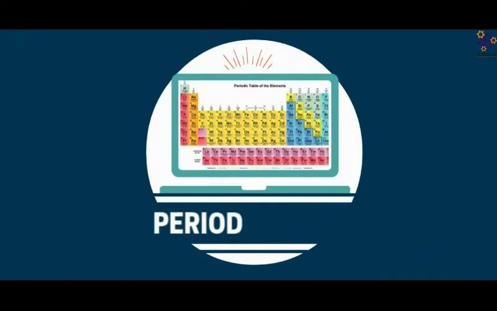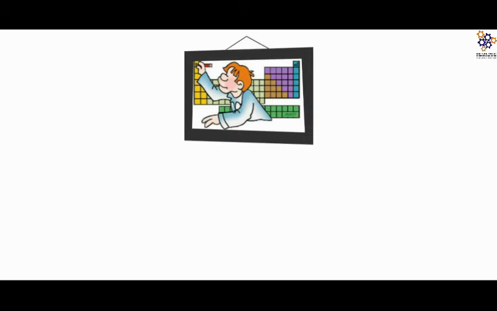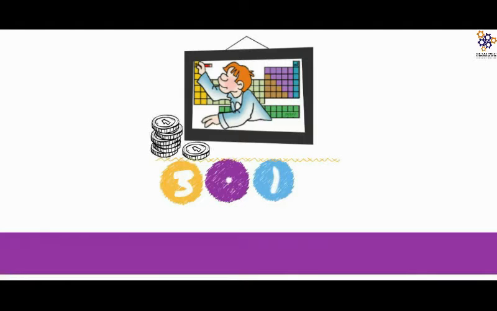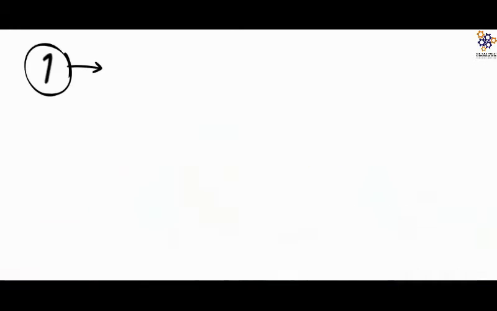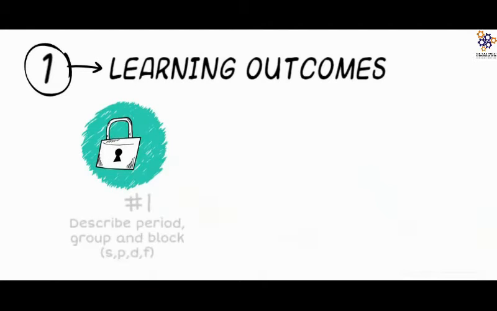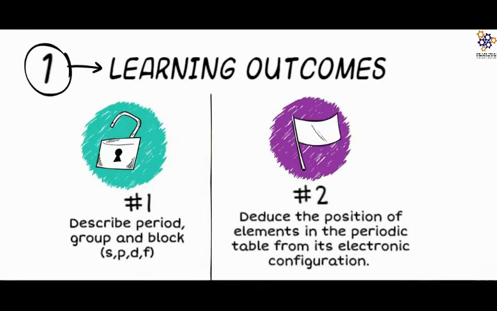Today we will learn Chapter 3, Periodic Table. For this part, we will focus on Subtopic 3.1, Classification of Elements. At the end of the class, students should be able to describe period, group and block, and deduce the position of elements in the periodic table from its electronic configuration.